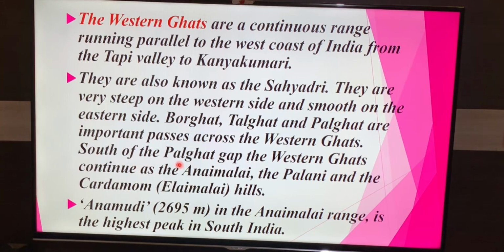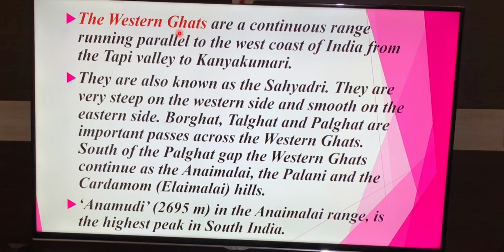South of Palghat Gap, the Western Ghats continue as the Annamalai, the Palani, and the Cardamom Hills. These three hills are located in the Western Ghats. Annaimudi in the Annamalai range is the highest peak in South India.